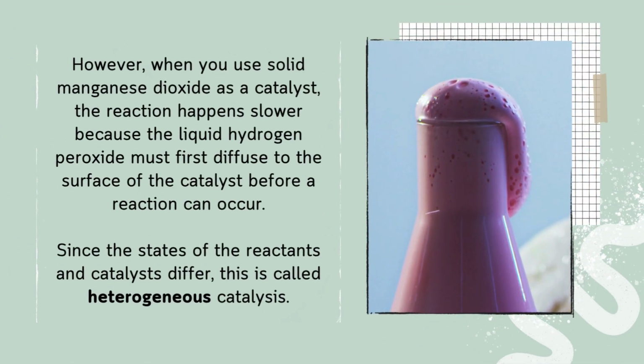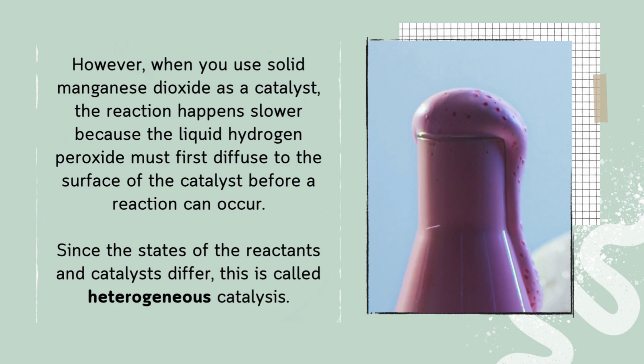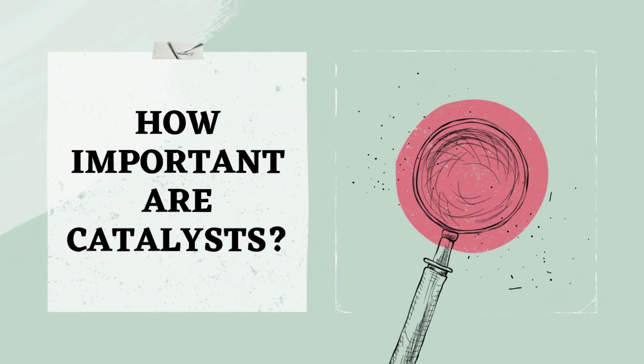However, when you use solid manganese dioxide as a catalyst, the reaction happens slower because the liquid hydrogen peroxide must first diffuse to the surface of the catalyst before a reaction can occur. Since the states of the reactants and catalysts differ, this is called heterogeneous catalysis. Now let us see how important catalysts are.